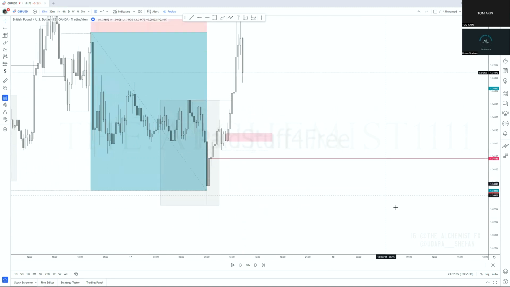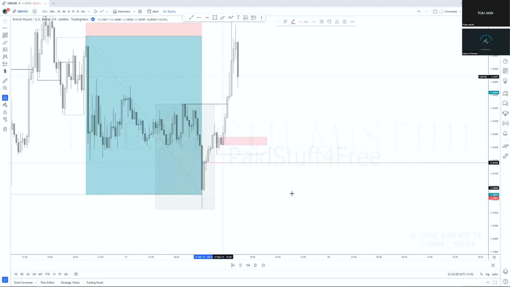But this day, I did not buy it from the 1 hour rejection block. I bought it from the 15-minute imbalance. Can you see a tiny imbalance? Why did I prefer a 15-minute imbalance over this one? I told you, Asian midline, extra confluence.